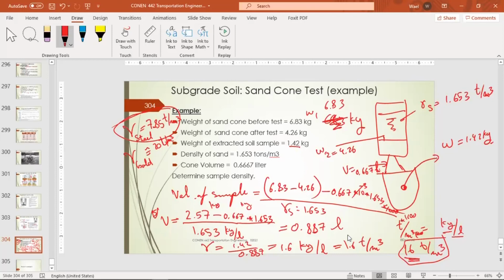Makes sense, everyone? What is the density of concrete? 2.5 ton per meter cube. When you are talking in SI units, it is 25 kilonewton per meter cube. That's fine, but in terms of mass, it's in tons. It's 2.5 tons per meter cube.